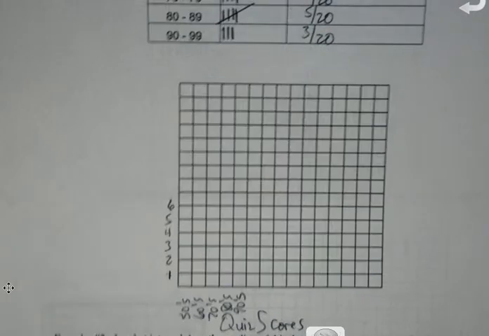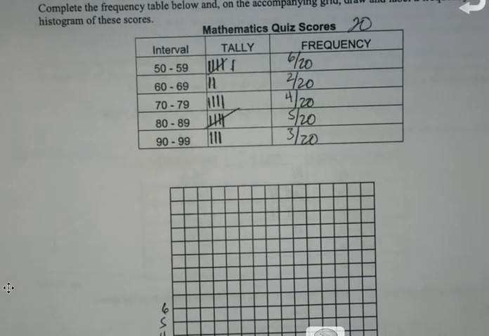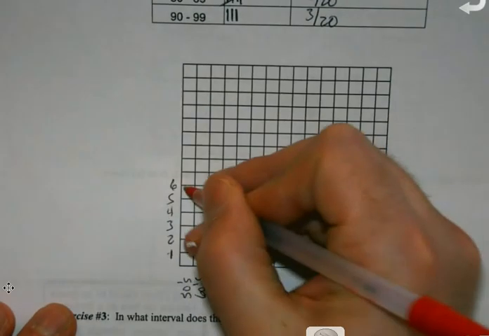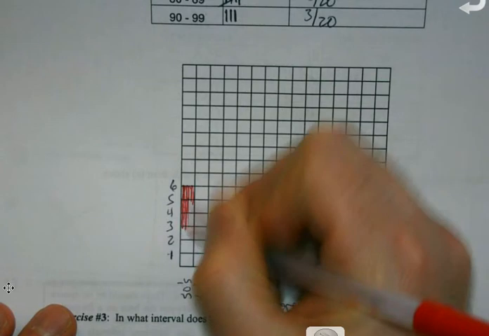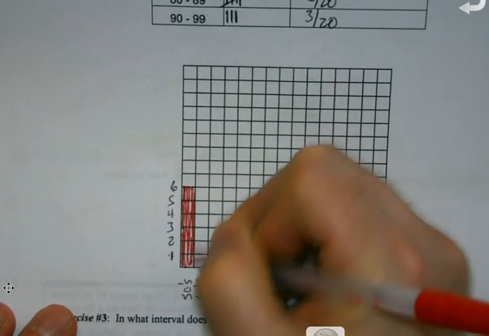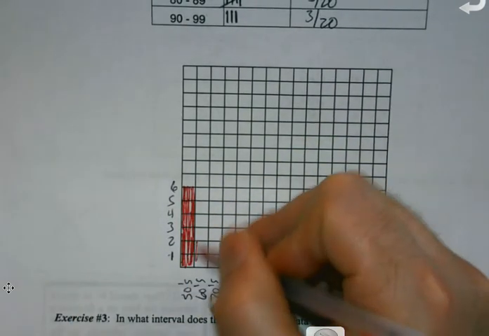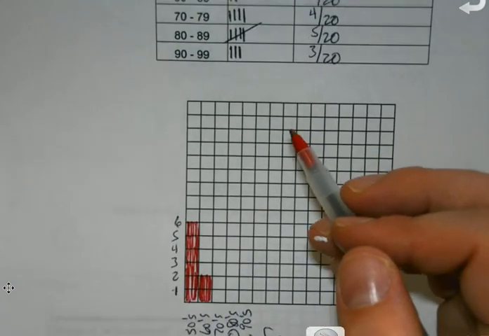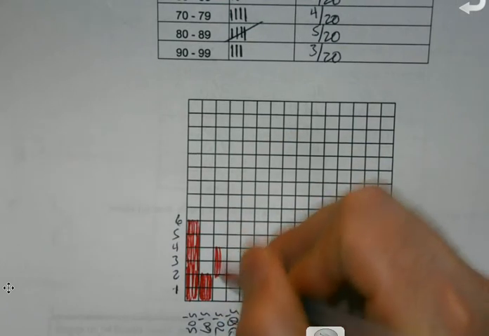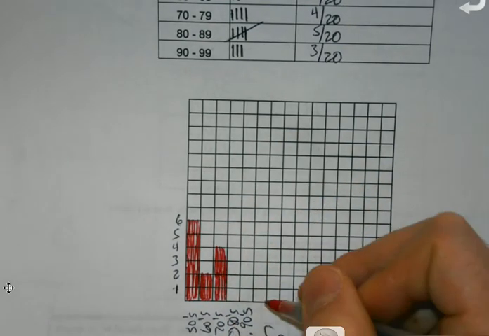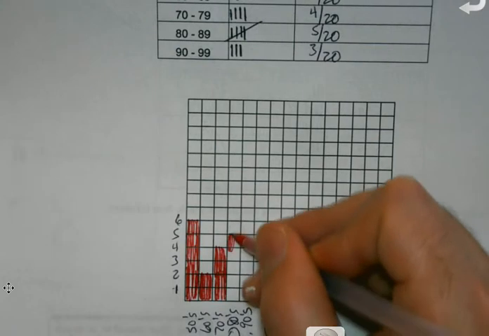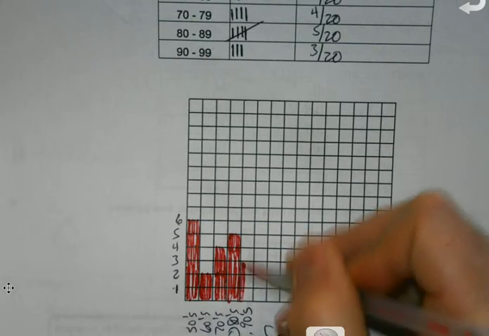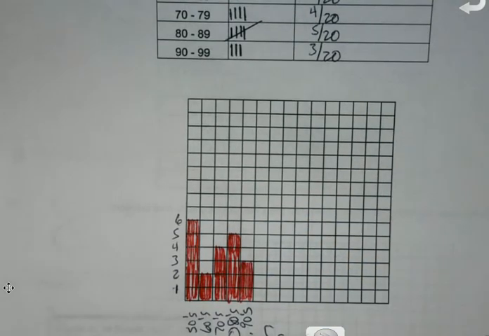So what I'm going to do here, again, is take a quick peek up at my chart and then start making my histogram. So 50 to 59, we had 6 of those, so that's as high as this is going to get, unfortunately. We don't like this being the highest column. 60 to 69, there were 2. 70 to 79, if I come back down here a little bit more, there were 4. 80 to 89, I had 5. And 90 to 99, I had 3. So that's actually a pretty consistent test overall.